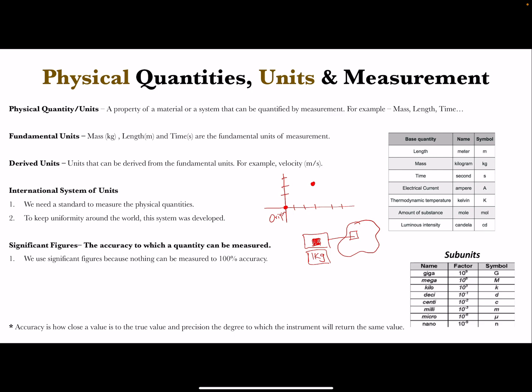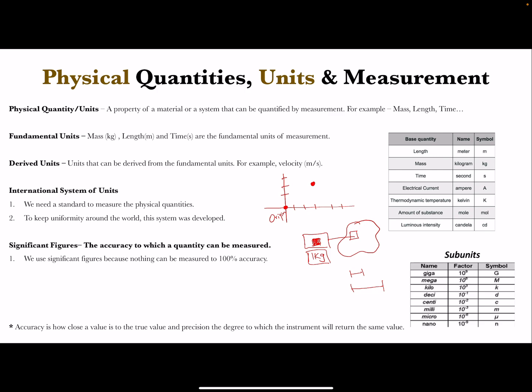And the other thing is, this was very necessary because let's say someone in Pakistan was measuring length and they defined a different standard for 1 meter. And someone in the USA defined a different standard for 1 meter. For example, in Pakistan, 1 centimeter was this much, and the US said, no, we're going to measure 1 centimeter as this much. So that was going to create problems. And so this international system of units was developed so that uniformity is maintained throughout the world when research and experiments are done.